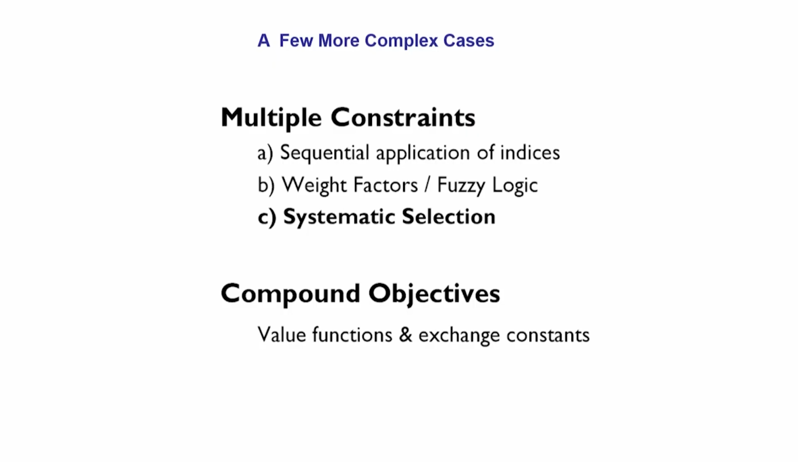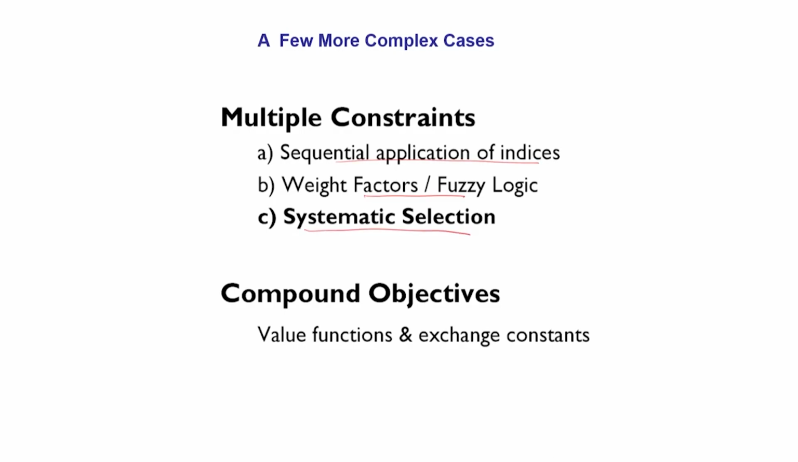Now, let us talk about a few more complex cases, like when we can have multiple constraints. If we have multiple constraints, what do we do? Well, one way is that we can choose a material property index corresponding to each of these constraints and sequentially apply these indices, or you can use some weight factors or fuzzy logic, or you can go for a systematic selection.